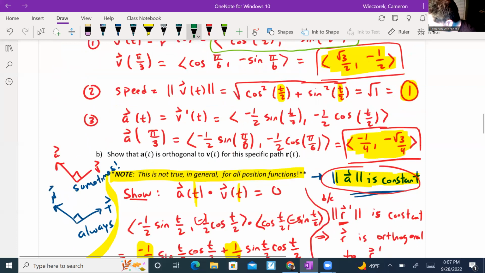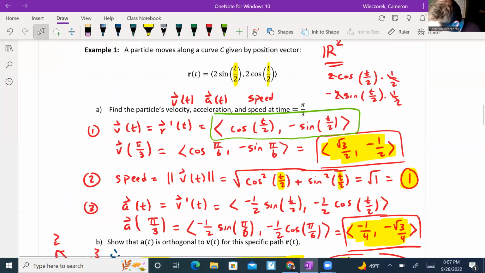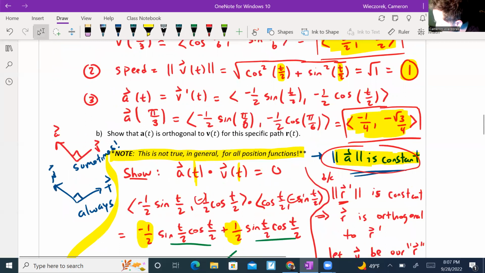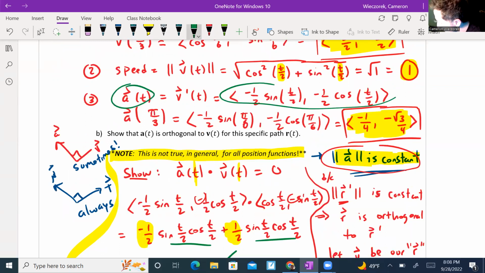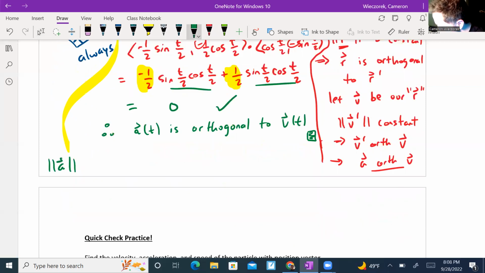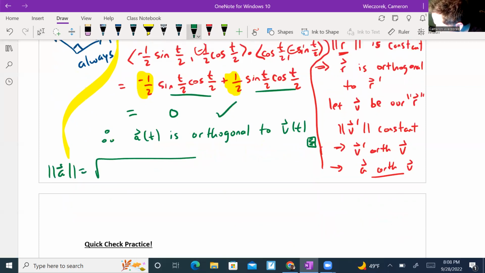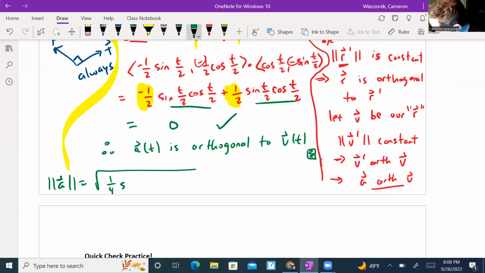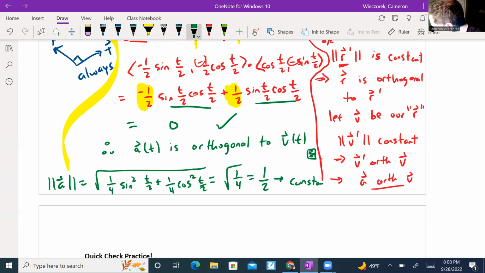Okay. Just to convince you, I want to show you that this works out because the acceleration is constant. So if you take the magnitude of the acceleration in this case, the magnitude of this vector, this is just a way to confirm it. The magnitude would be the square root of 1/4 sine squared t over 2 plus 1/4 cosine squared of t over 2, and sine squared plus cosine squared is 1. So this would be the square root of 1/4, which is 1/2. So we do get constant acceleration.